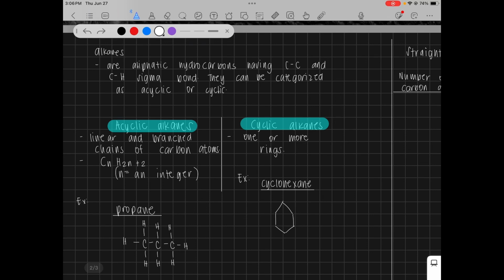In naming alkanes, it is necessary for you to know the definition of alkanes. So, alkanes are aliphatic hydrocarbons having carbon to carbon and carbon to hydrogen sigma bonds. They can be categorized as acyclic or cyclic. So, there are two types of alkanes: acyclic alkanes and cyclic alkanes. Acyclic alkanes contain linear and branched chains of carbon atoms. They have a molecular formula of CnH2n+2.